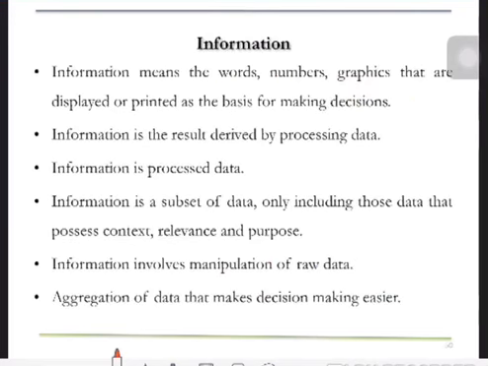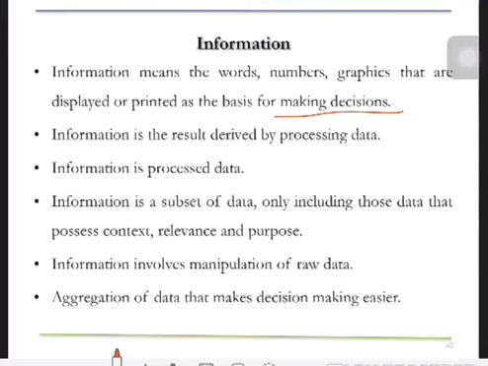Then the second one is information. When we say information, it means the words, numbers, graphics that are displayed or printed as the base for making decisions. በወርድ የምንገልጸው በነምበር በግራፍ አድርገን በዲስፕሌይ ማድረግ የምንችል ከሆነ በግራፍ ሊሆን ይችላል፣ በባር ቻርት፣ በቴብል ሊሆን ይችላል። Displayed or printed as the base for decision making, we call it information. So data ለዲሲሽን ሜኪንግ ፐርፐዝ መጠቀም አንችልም, በት ኢንፎርሜሽን ለዲሲሽን ሜኪንግ ፐርፐዝ መጠቀም እንችላለን.